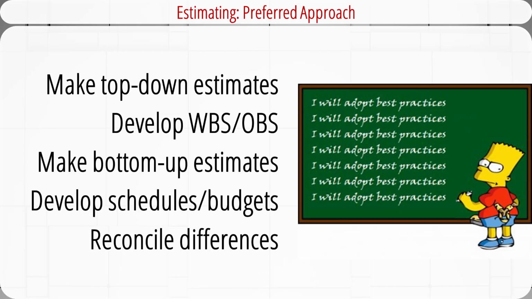Then, as the project progresses, we will develop the work breakdown structure and organizational breakdown structure. Tasks, work packages, and personnel responsibilities in the work breakdown structure and organizational breakdown structure are clearly defined. Next, make more accurate bottom-up estimates. After that, develop the project budgets and schedules for the work packages. Finally, reconcile the differences between the top-down and bottom-up estimates.